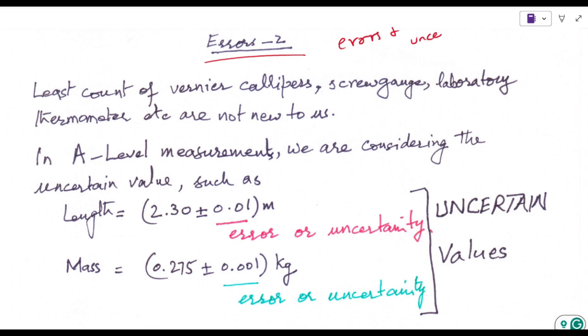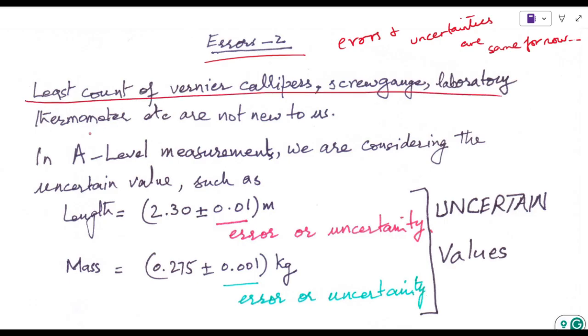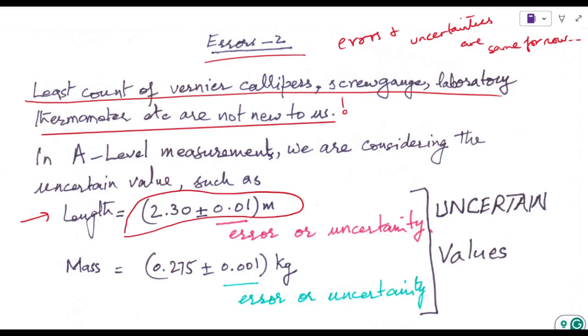However, in our next stages, we are going to learn the symbol of the error or uncertainty. Now, we also have been talking about least count of vernier calipers, screw gauges, laboratory thermometers, etc. They are not new to us. Now, if we have to write down the same length which has been written as 2.30 meter in the previous page, we will write it down as length is equal to 2.30 plus minus 0.01 meter, and 0.01 meter means that the error is 1 centimeter.